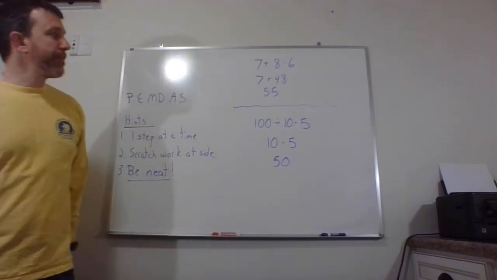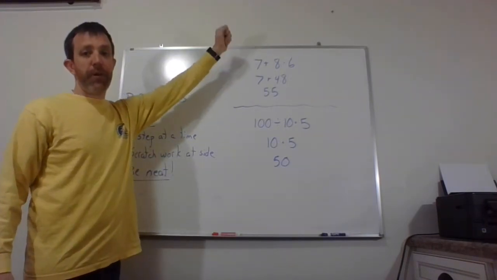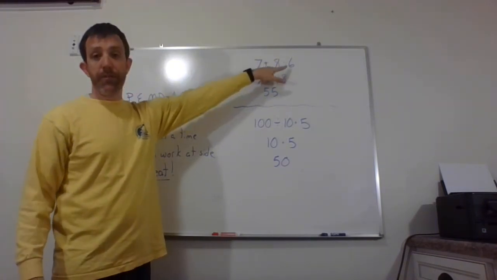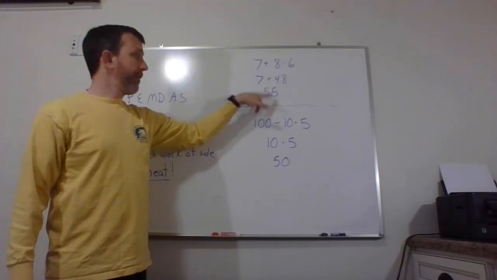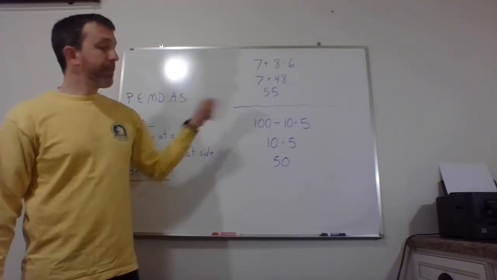All right, so I have my first two examples up here. First one is 7 plus 8 times 6. Well, according to PEMDAS, multiplication beats addition. So we do the 8 times 6 first, which gives us 48. Then we add and get 55. Not too bad.